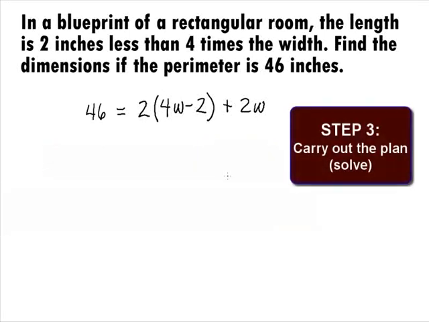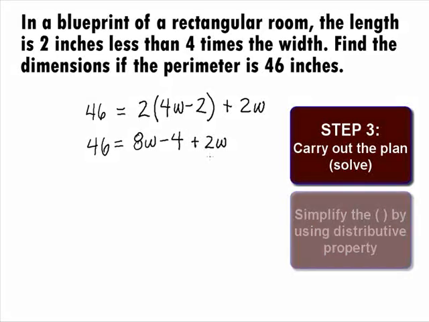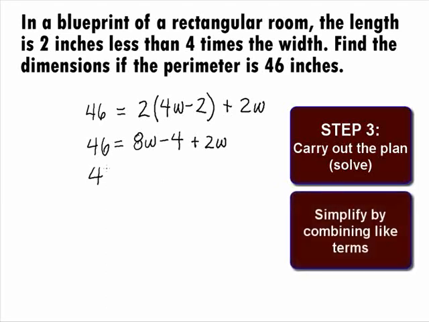In step 3, we want to carry out the plan. This means we want to solve the equation that we came up with in step 2. We can start simplifying this by applying the distributive property to remove the parenthesis on the right side. So we will get 46 equals, and when we distribute that 2 times 4W minus 2, we get 8W minus 4, and we still have our plus 2W. We can also simplify this by combining the W terms on the right side. So we will get 46 equals 8W plus 2W gives us 10W and minus 4.